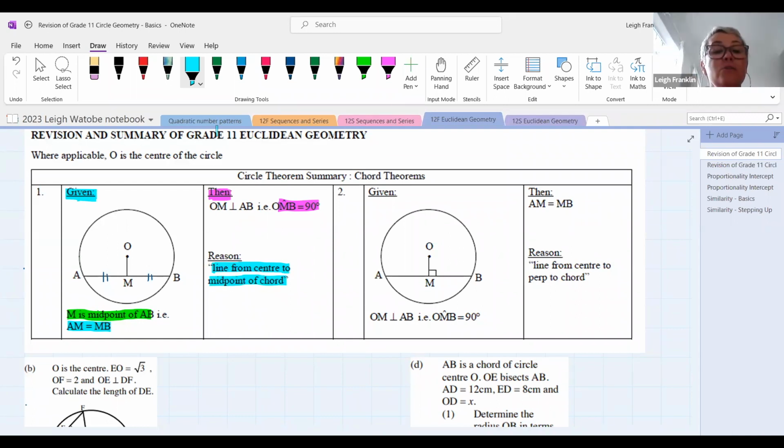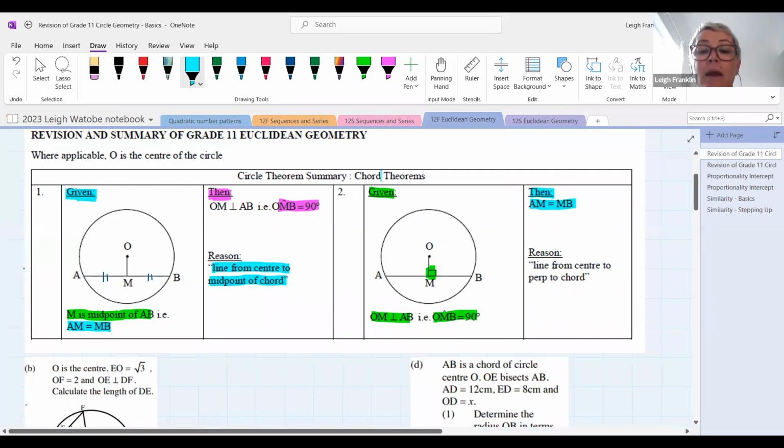The second chord theorem is a converse of the first one. We have been given this 90-degree corner. In other words, we are given that OM is perpendicular to AB, or they tell us OMA or OMB is 90 degrees. What does this mean for us? It means that AM equals MB. If the diagram comes with a 90-degree corner, we use the reason line from center perpendicular to chord.